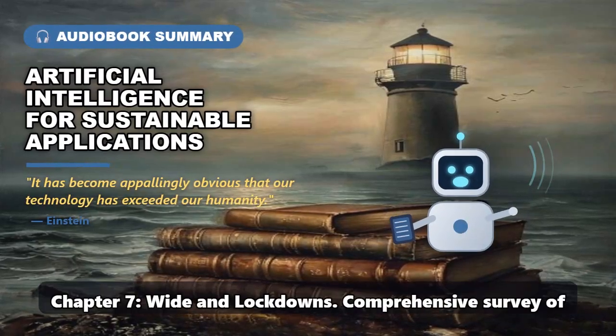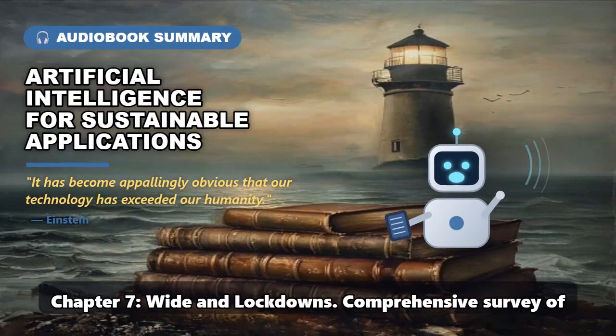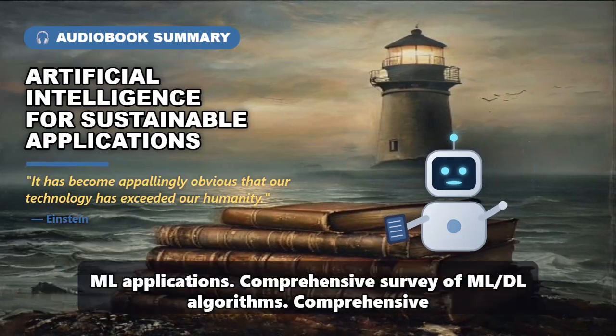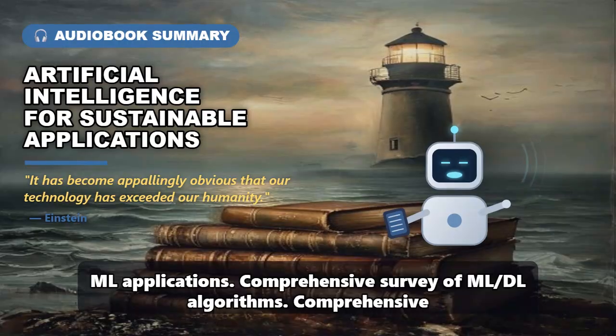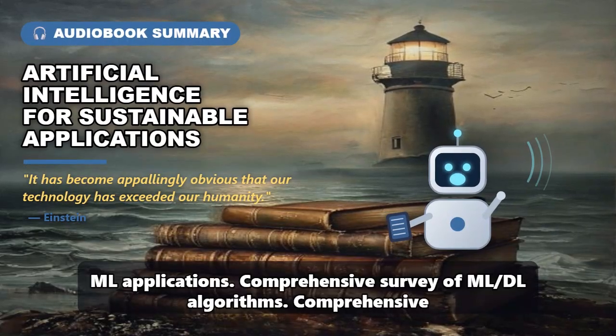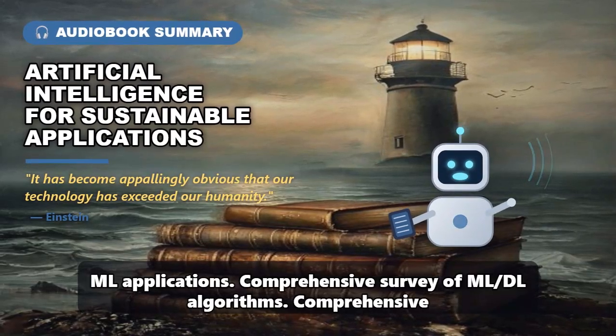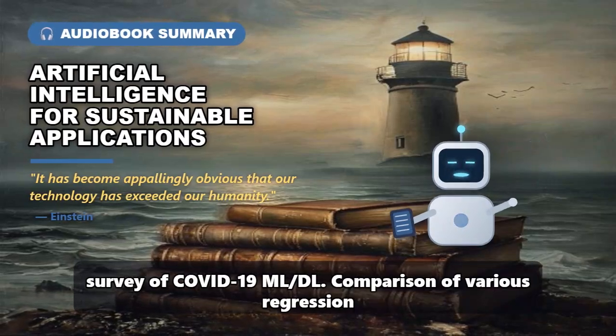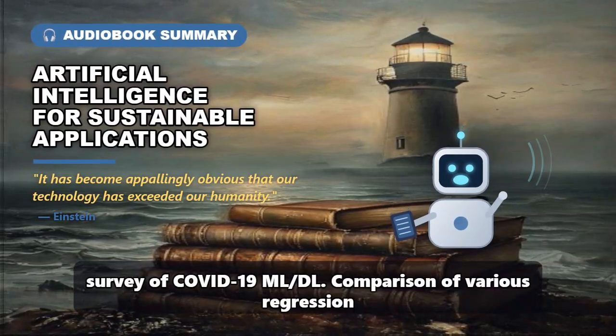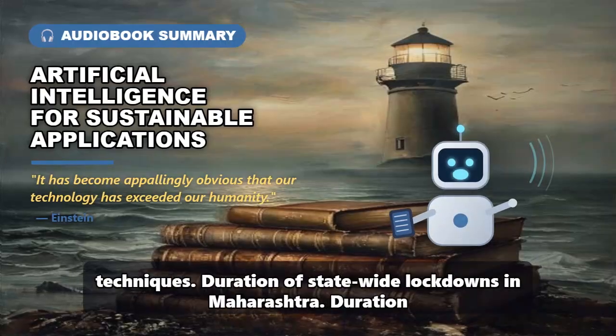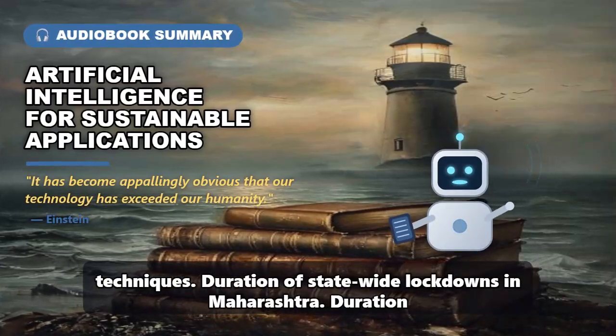Chapter 7: Tables and Lockdowns. Comprehensive survey of ML applications. Comprehensive survey of ML/DL algorithms. Comprehensive survey of COVID-19 ML/DL. Comparison of various regression techniques.